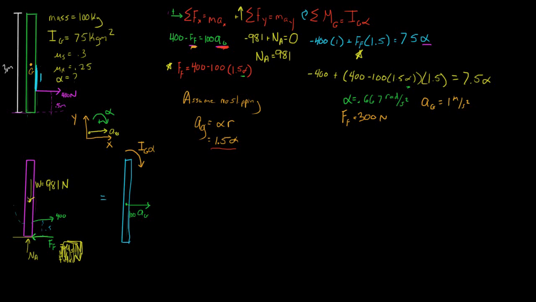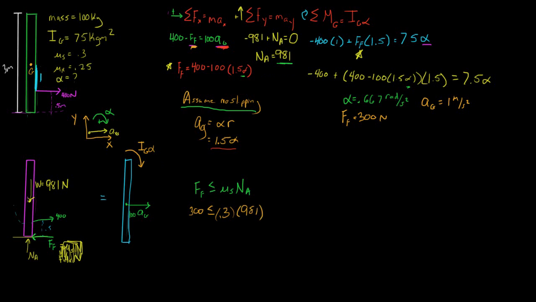Okay, this is great, except now we have to check if our assumption that this doesn't slip is true. So in order to check that assumption, we say our frictional force is less than or equal to the coefficient of static friction, mu s, times the normal force. We have our normal force right here. So is our frictional force 300 less than or equal to 0.3 times 981?